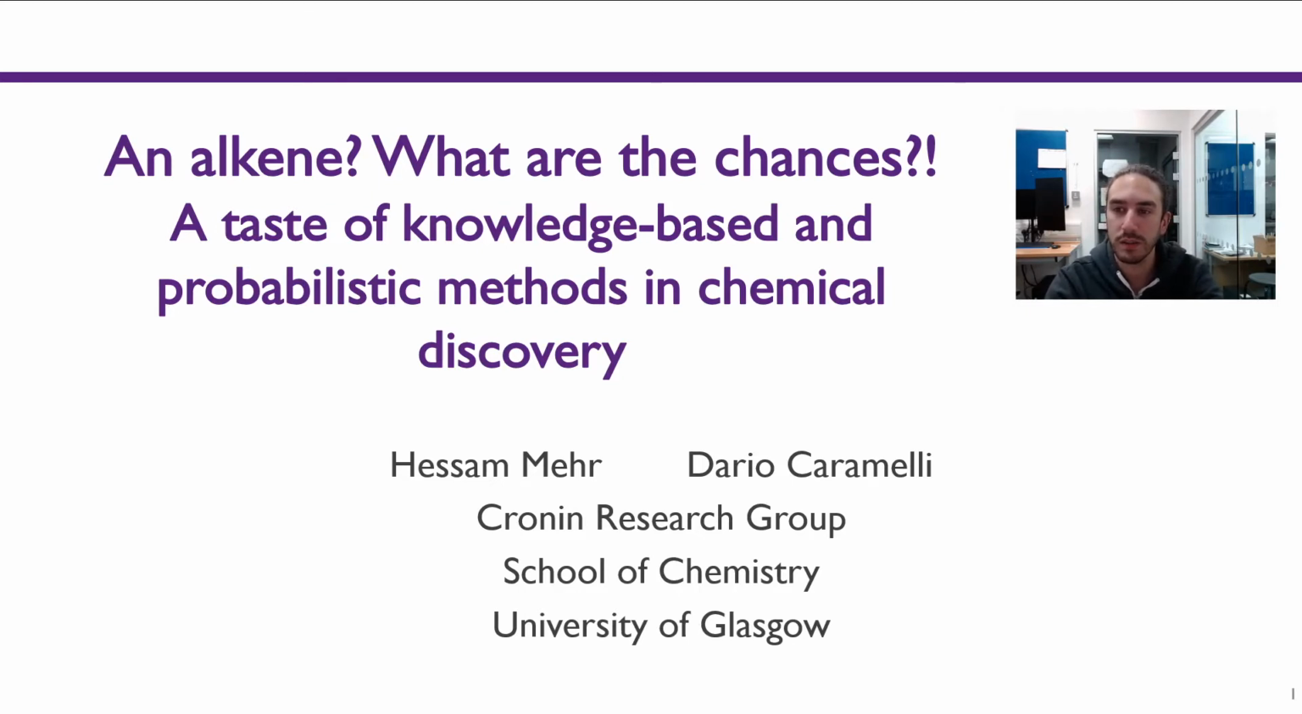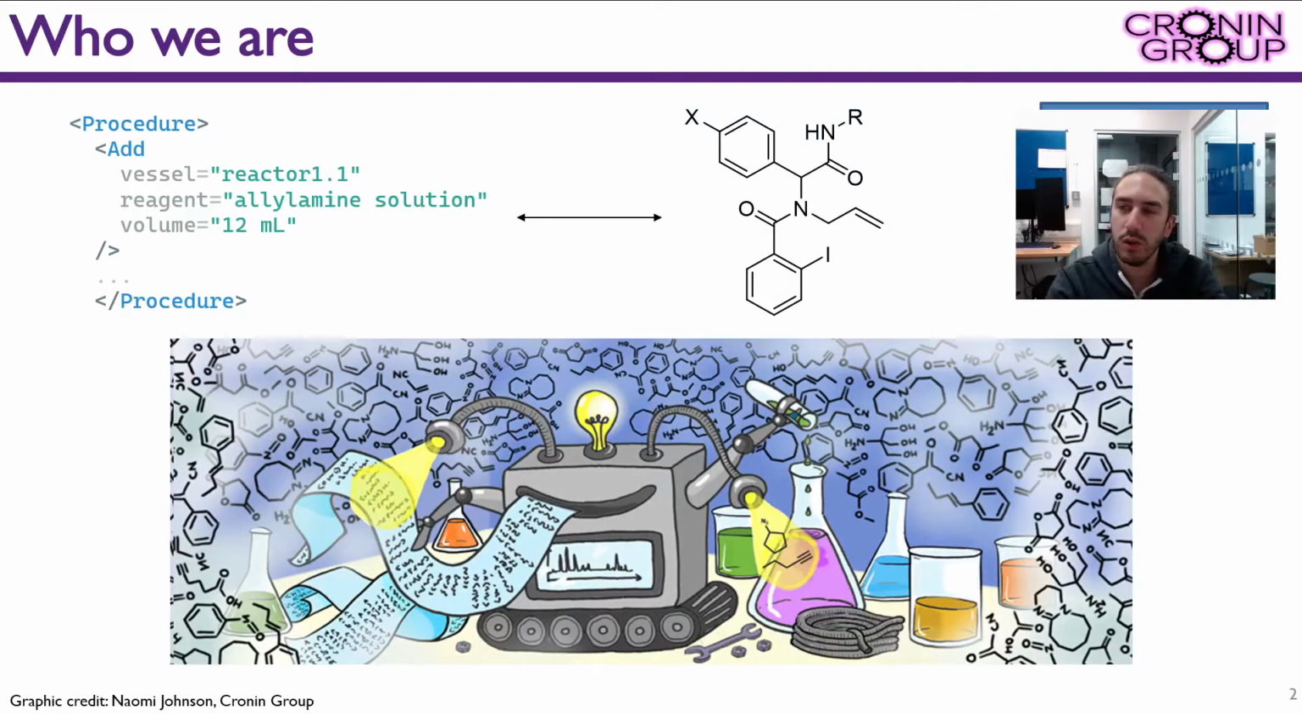We are from the Cronin Group at the University of Glasgow, and I'm here to talk about our use of probabilistic methods in chemical discovery. One of the main goals of the Cronin Group in the last few years was to digitize chemistry. In other words, to bring the chemistry knowledge and the literature procedures in silico, and ideally to have a platform capable of taking a bunch of code, a list of operations, and performing the synthesis of the molecule and outputting the final product, also in a multi-step way.